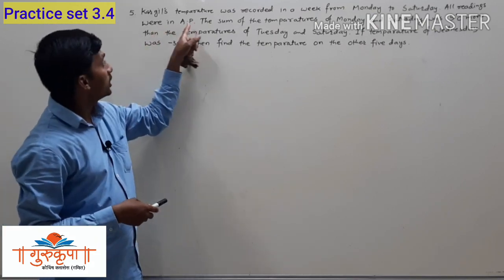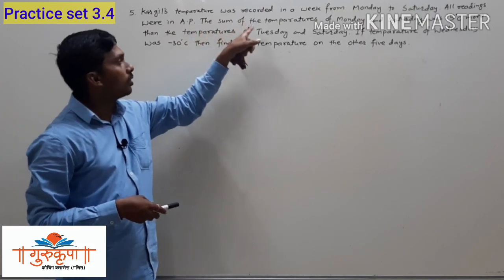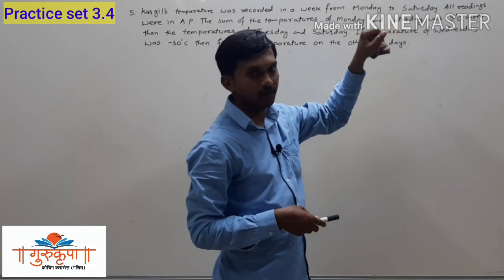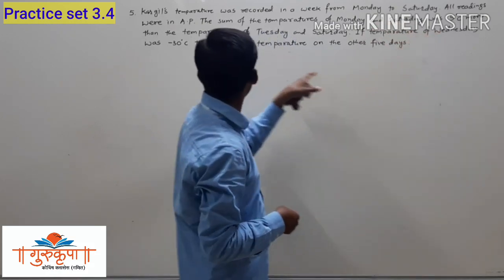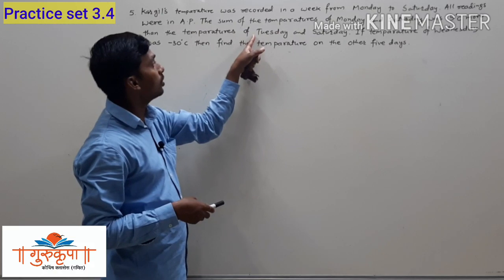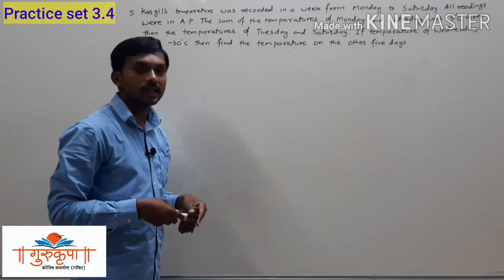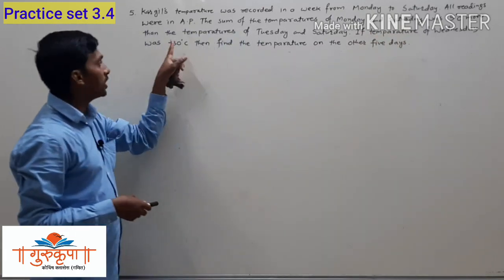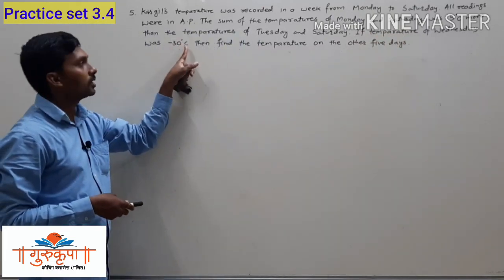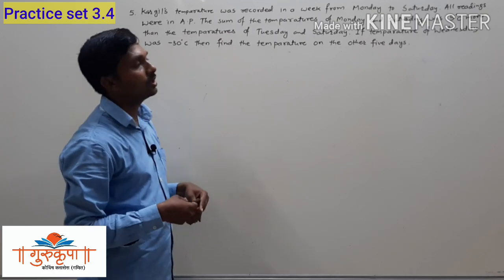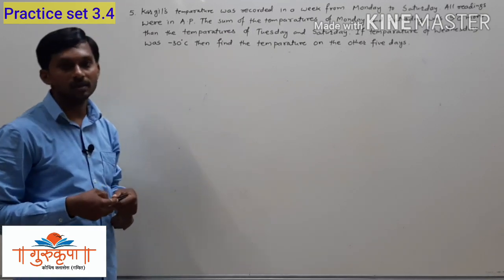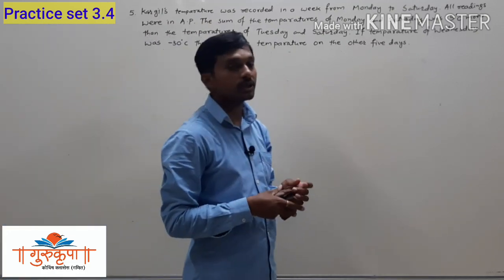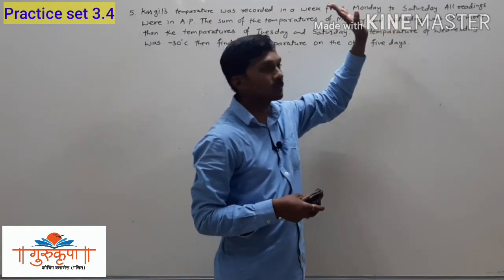All readings were in AP. The sum of the temperatures of Monday and Saturday was 5 degrees Celsius more than the temperatures of Tuesday and Saturday. If temperature of Wednesday was minus 30 degrees Celsius, then find the temperature on the other 5 days. Here the information is given about the temperatures from Monday to Saturday.